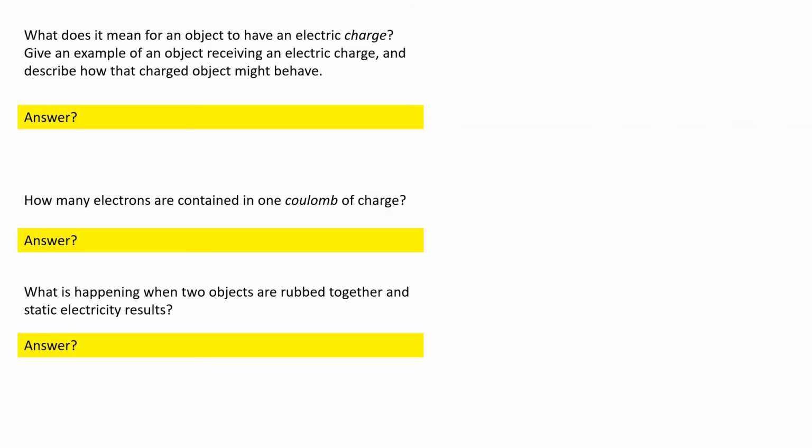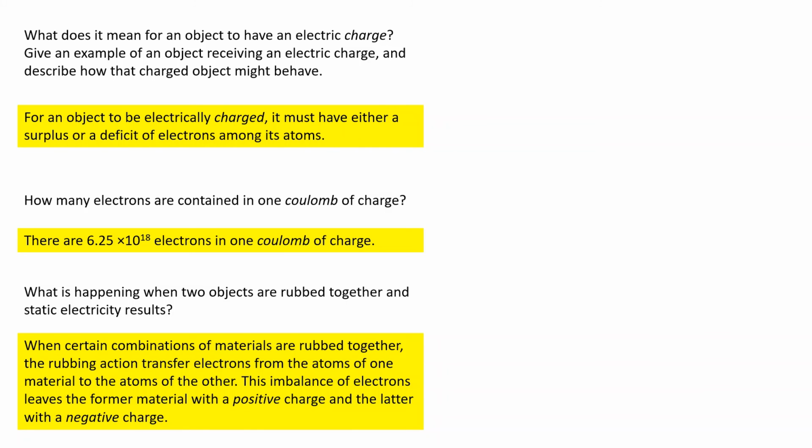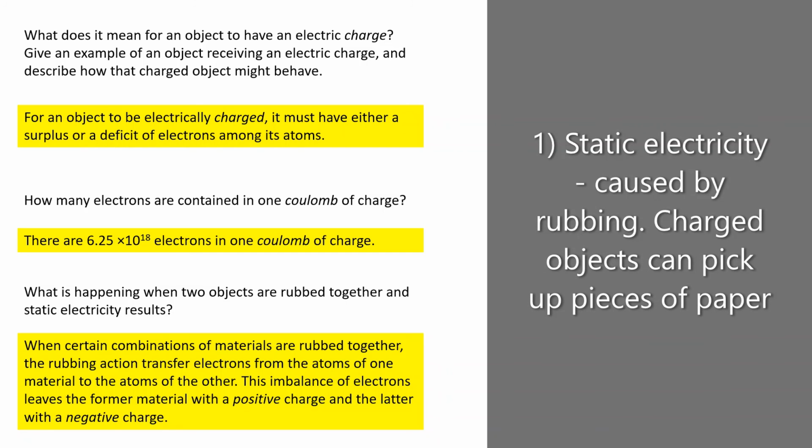How many electrons are contained in 1 coulomb of charge? That's number 2. Number 3, what is happening when two objects are rubbed together and static electricity results? So try to answer the questions, pause, and then I'll show you the answer.